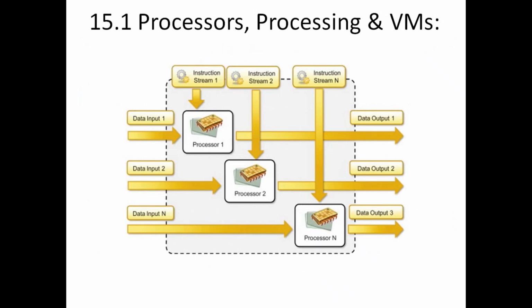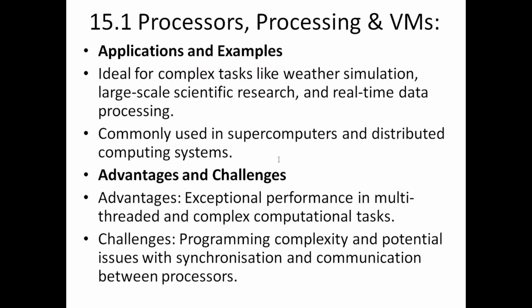This is an image to make you understand how it works. The first processor takes one data input and processes it, produces an output. The second processor simultaneously works on the second data input with a different instruction. The third one does that for a third instruction and a third data set, and all of them produce the output pretty much at the same time.